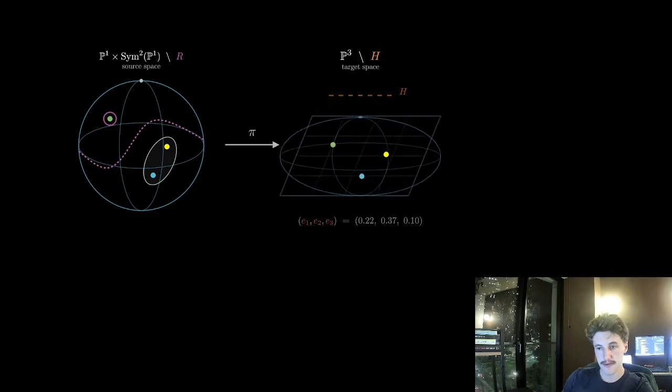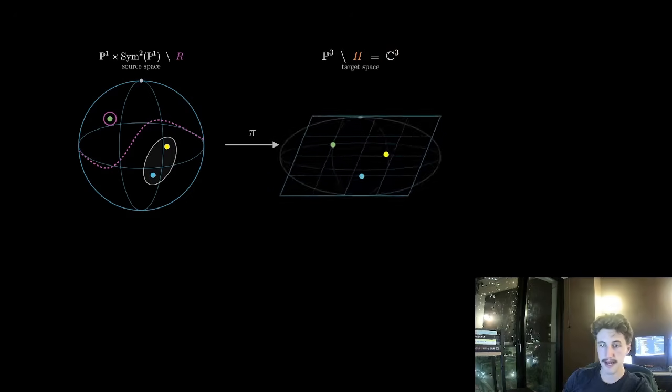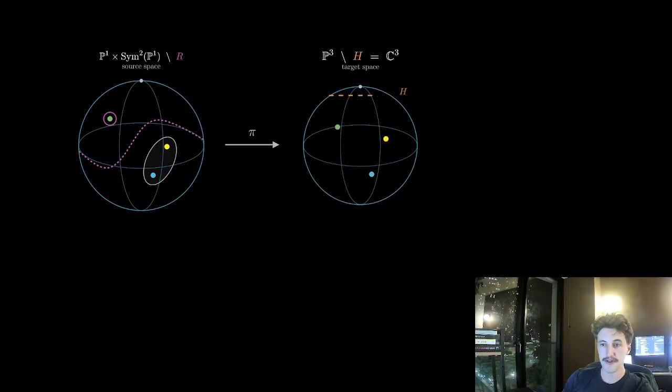would leave C3 space. So of course, to remove this set from the target space, you'd also need to restrict the source space, so no point on there maps to the now removed set of H. So the source space must not contain the pi inverse of H. So to recap, we now have two three-dimensional spaces where a polynomial map is not invertible.